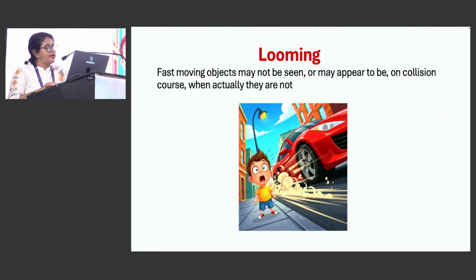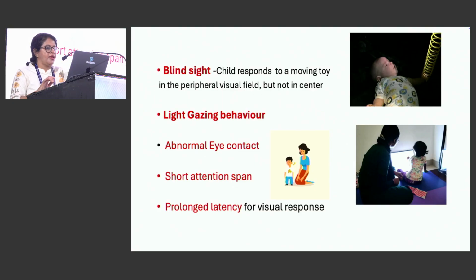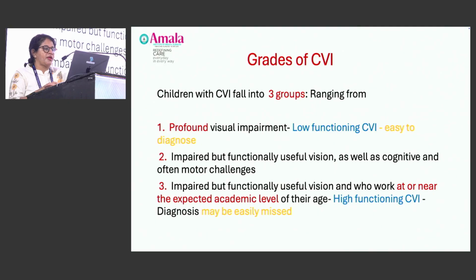And if you fix the head, the child will be finding difficulty to move the eyes. And looming, that is fast moving objects may not be seen, or may appear to be on collision course when actually they are not. And blind sight, the child responds to moving toys in the peripheral field but not in the center. And light gazing behavior, abnormal eye contact, short attention span, prolonged latency for visual response, all are features.